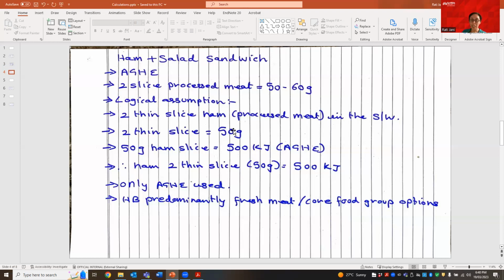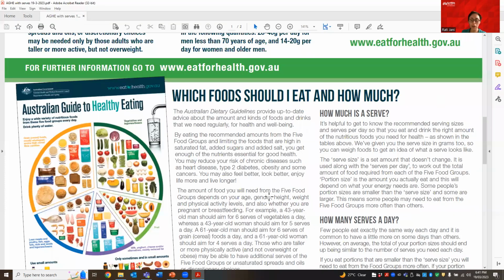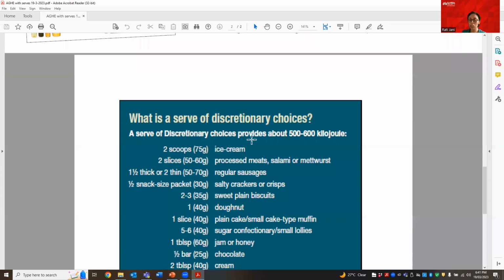As I said, maximum 10 to 15% deviation is what I would allow for different approaches as long as they are logical. So now you have 50 grams of ham slice is 500 kilojoules. Where did I get this information from? I got this from here. When you look at the AGHG, it says that a serve of discretionary choice is about 500 to 600 kilojoules. I'm classifying my ham as processed meat. I look at 2 slices. I look at 2 thin slices. So I go for 50. So I go for the lower limit. And therefore, I take the lower limit of kilojoules over here, if that makes sense.